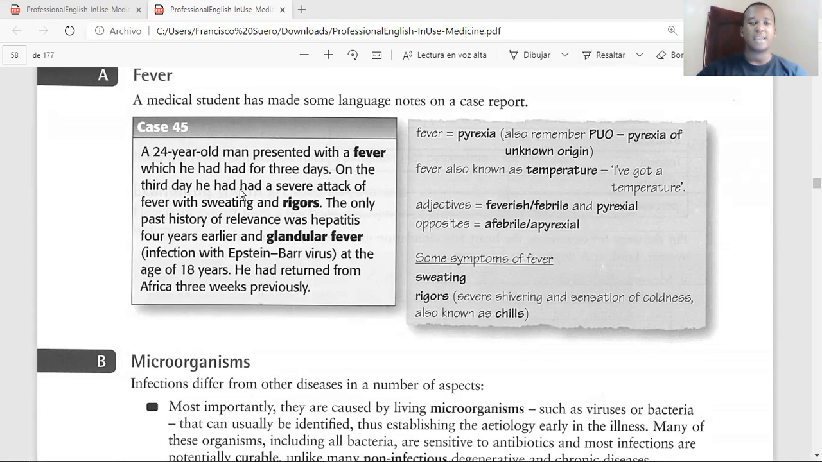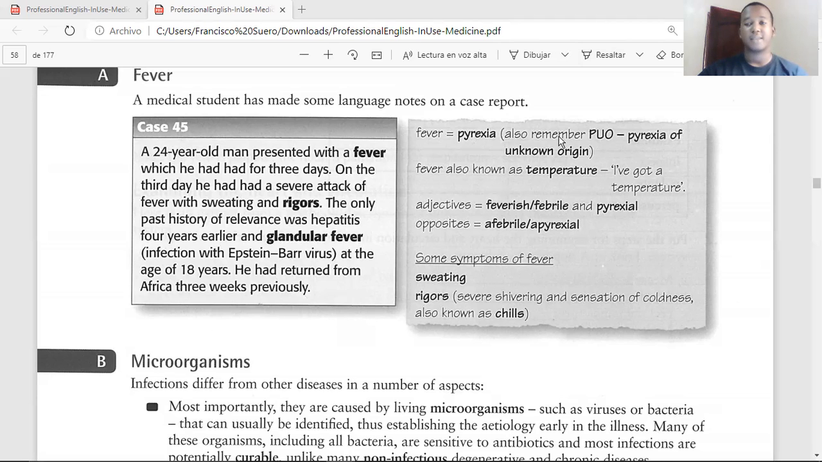On the third day, he had had a severe attack of fever with sweating and rigors. The only past history of relevance was hepatitis 4 years earlier and glandular fever, infection with the Epstein-Barr virus, at the age of 18 years. He had returned from Africa 3 weeks previously.